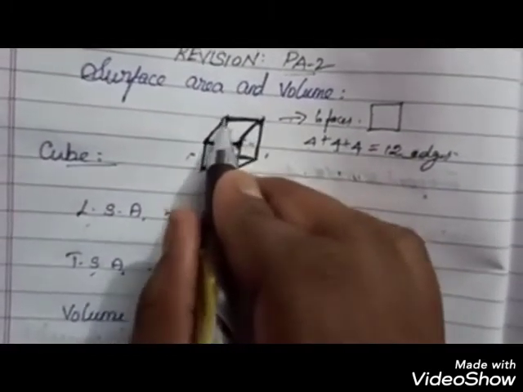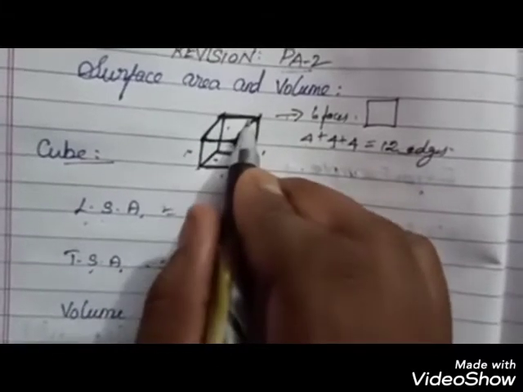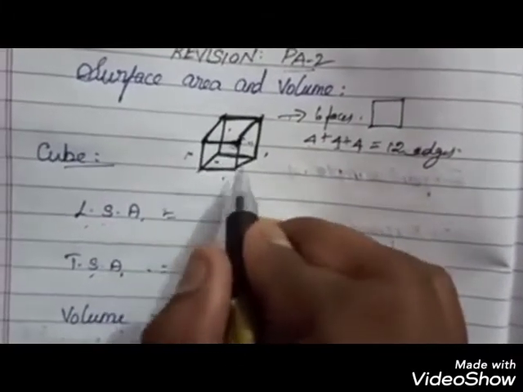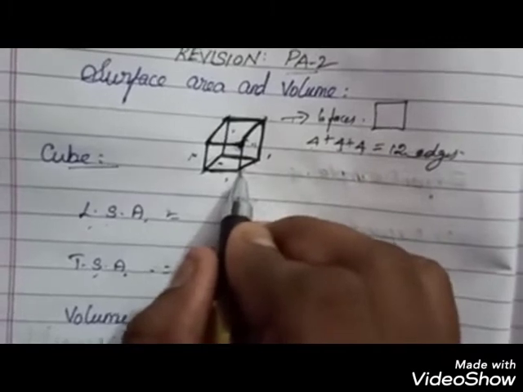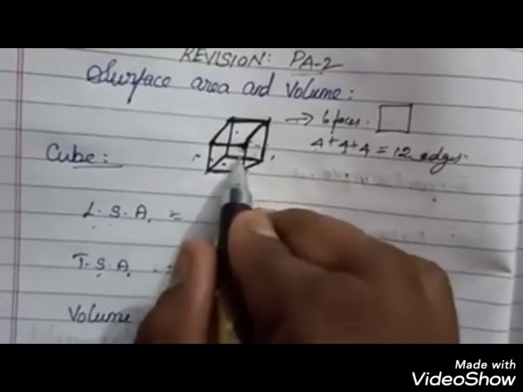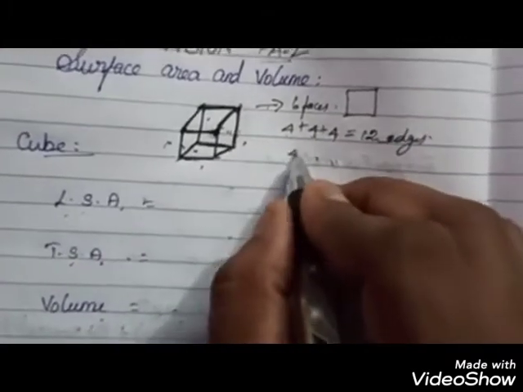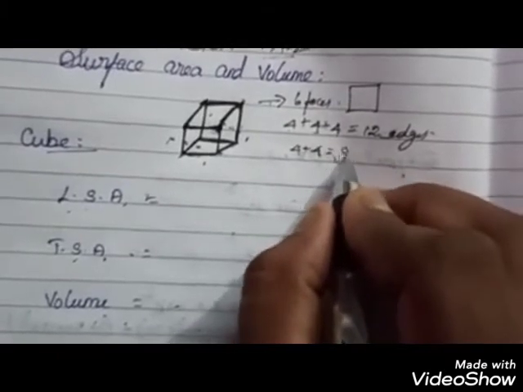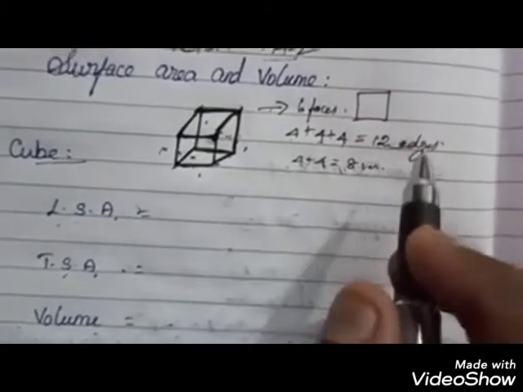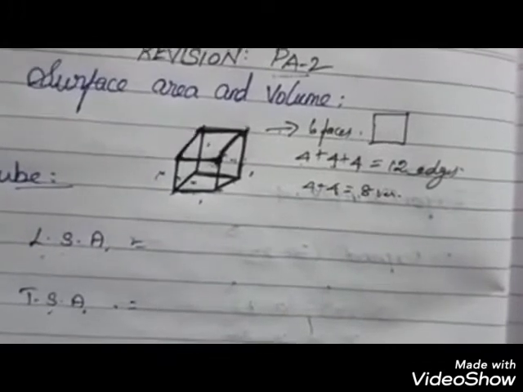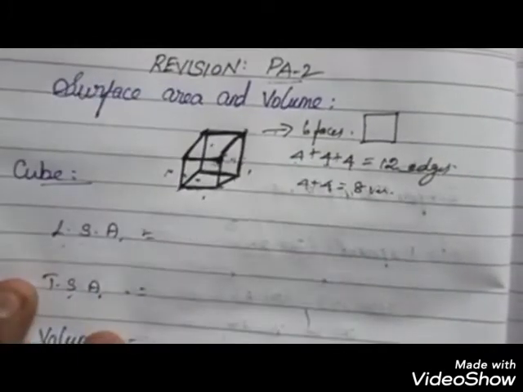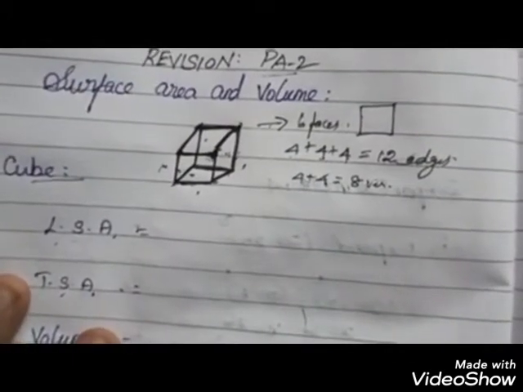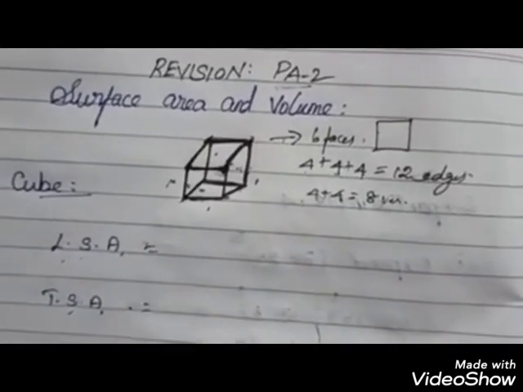And how many vertices? 1, 2, 3, 4 joining the top edges, and again 4 vertices for the bottom edges, which can be joined with the surrounding edges also. So totally 4 plus 4 equals 8 vertices. This is the basic concept of a cube. Totally 6 faces, 12 edges and 8 vertices.